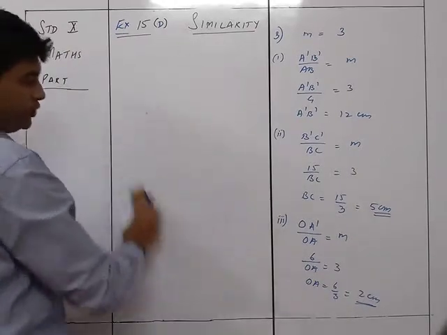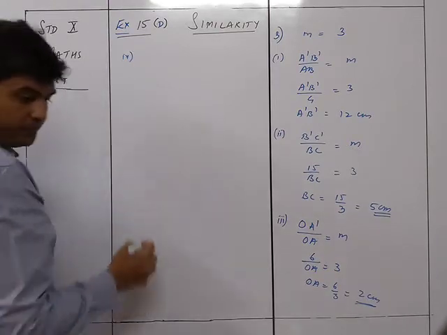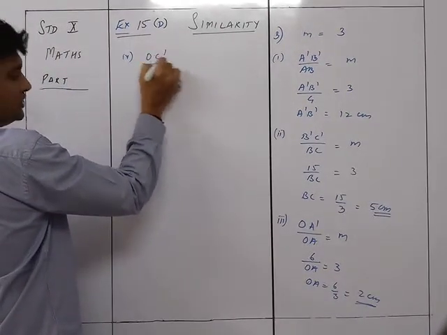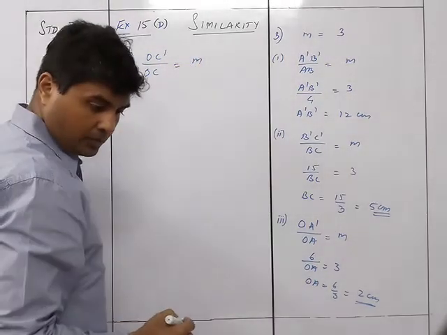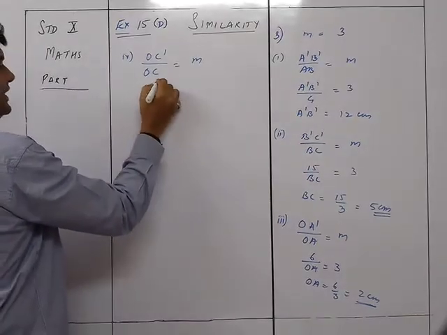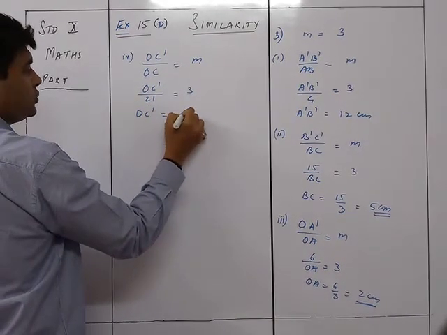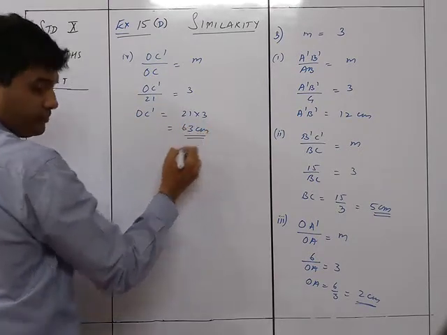Okay, we now see the fourth part. So the fourth part is OC' upon OC is equal to M. So it is OC' upon 21 is equal to 3. So OC' is equal to 21 into 3, which is 63 centimeters.